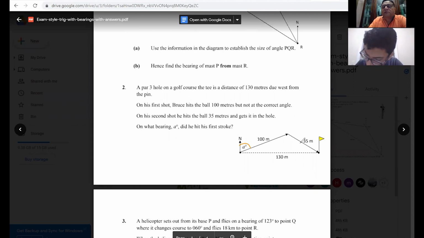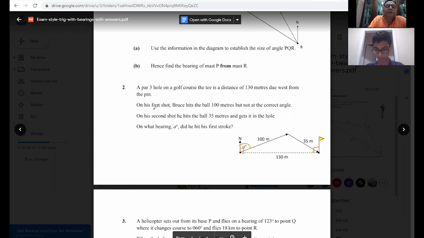Correct. So you're given three sides of a particular triangle. You need to use cosine law to find the angle, correct? So it says a par 3 golf course is a distance of 130 meters due west. So when we are saying due west, that means this is 90 degrees. Is that okay? Because this is due west. So from north it is due west, that means both are 90. Is that clear to you? That's good information which we have.